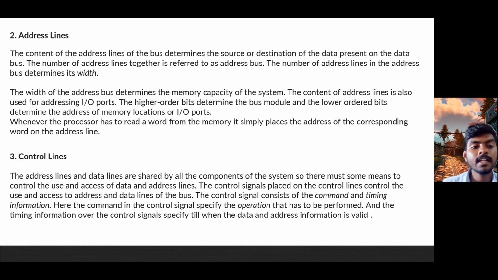Next one, control line. The address lines and the data lines are shared by all components of the system, so there must be some means to control the use and access of data and address lines. The control signals placed on the control lines control the use and access to the address and data lines on the bus. The control signal consists of command and timing information. Here the command in the control signal specifies the operation that has to be performed. The timing information in the control signal specifies until when the data and address information is valid.